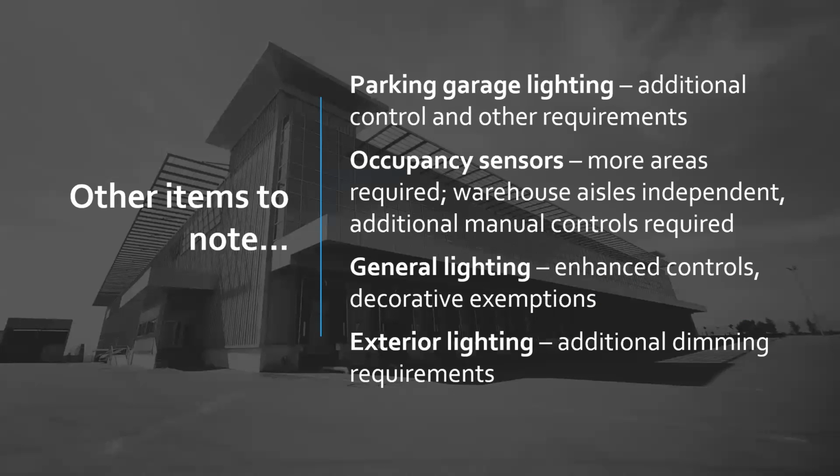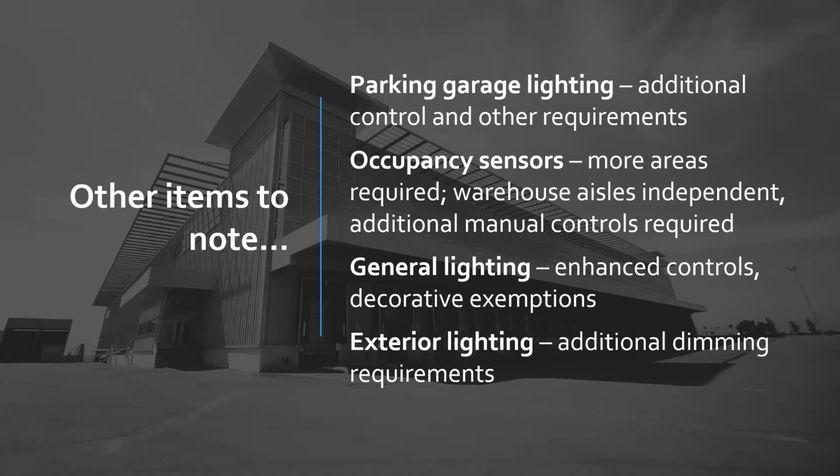The last thing too is just little additional notes here. Parking garage lighting, there are more controls. Not all of them are listed here. More occupant sensors. I didn't list all of them for warehouse aisle independence or manual controls that are required. There's general lighting for decorative exemptions as well. There are enhanced controls. If the building has a sign out front, it can probably illuminate the sign, but anything beyond that, you need to look at controls for that to shut it down.